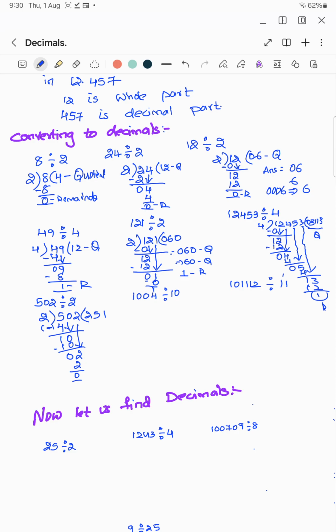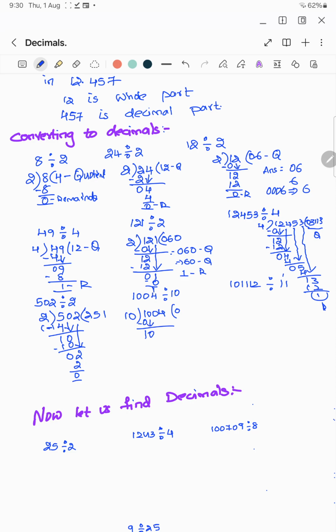Okay. Next, 1004 divided by 10. Take the first digit. 10 zeros are 0, so the first digit is 1. 1 is less than 10, so 10 zeros are 0. We take 1 minus 0, which is 1.